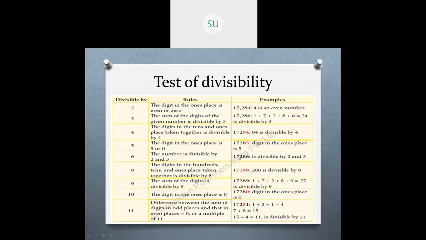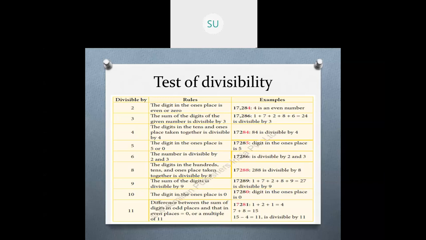Now 17,286, the ones place is 6, which is an even number, so it is divisible by 2. Now for 3, 1 plus 7 is 8, 8 plus 2 is 10, 10 plus 8 is 18, and 18 plus 6 is 24. Now the sum of the digits is 24. 24 is divisible by 3, so this number is also divisible by 3. So the number is divisible by both 2 and 3, that is why it is also divisible by 6. Okay, so that was the divisibility rule for 6.